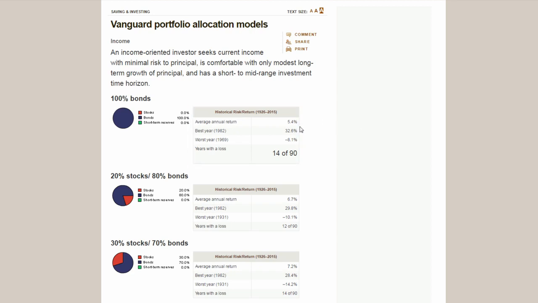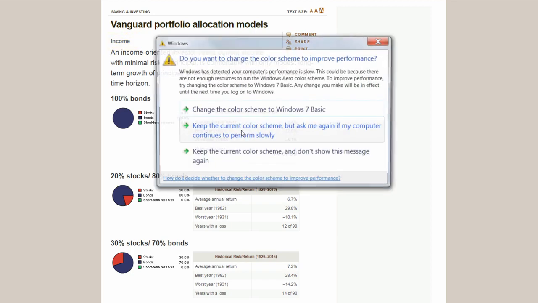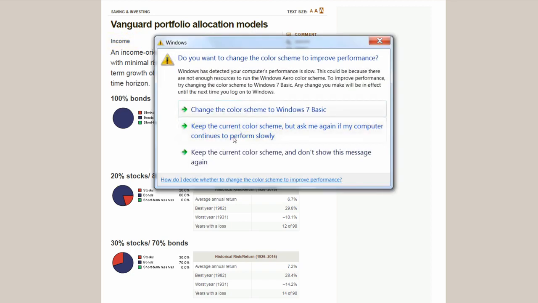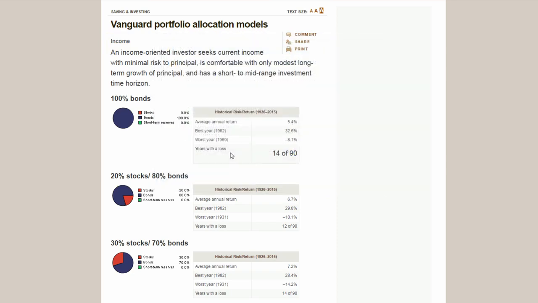Vanguard breaks this down by different categories. This happens to be the income category. As we go forward, you'll see moderate and growth categories. So in this income category, they've got bonds, but then they have 20% stocks, 80% bonds, 30% stocks, 70% bonds, so some ideas of different things. If you're really looking for regular income coming in on a quarterly basis, less about growth because there are very few stocks in there, 20 or 30%, and more about income.